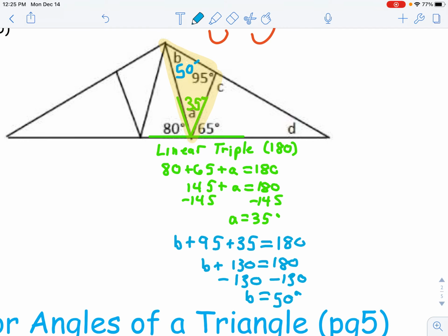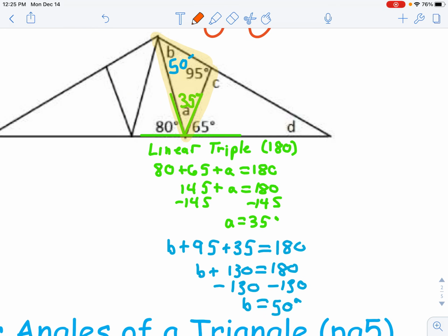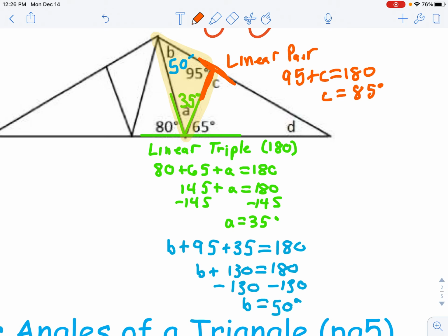All right, now I told you you can't find D right away. We still can't even find D. I must find C first. Why? Well, C and 95 is a linear pair, so I know it adds up to 180. So I'm just going to say 95 plus C equals 180, or C equals 85, after I subtracted 95 from both sides. Cool, cool, cool.